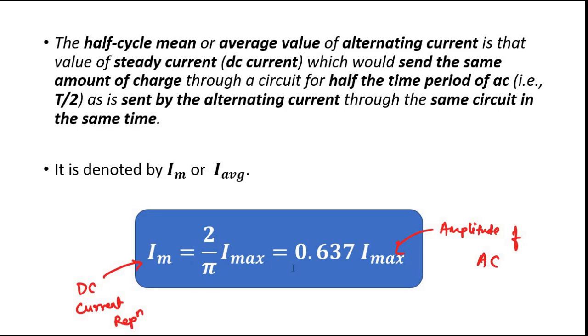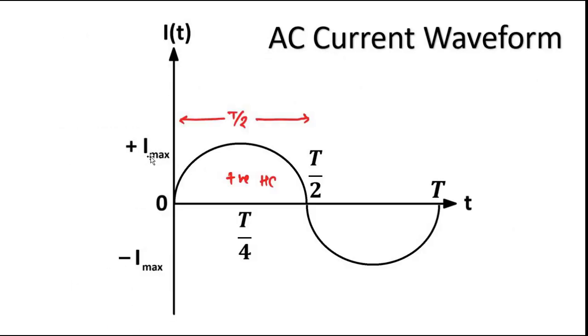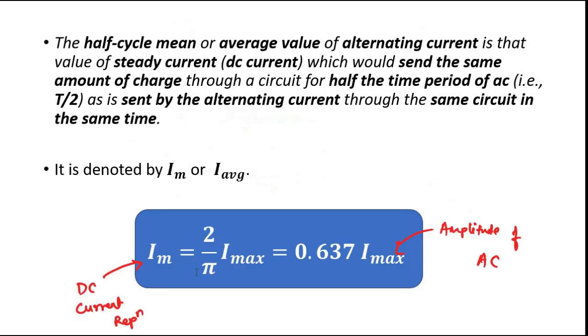The mean or average value of an alternating current with amplitude I max is given by 2 by pi I max, which is equal to 0.637 I max. Okay, so this is the thing. Now we'll go for mathematical derivation. So here we'll try to derive the mean value of alternating current.